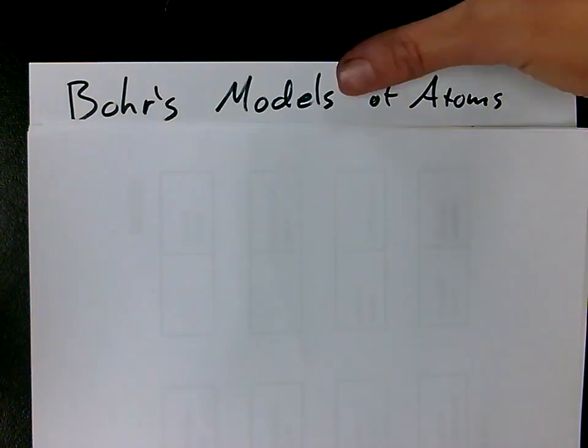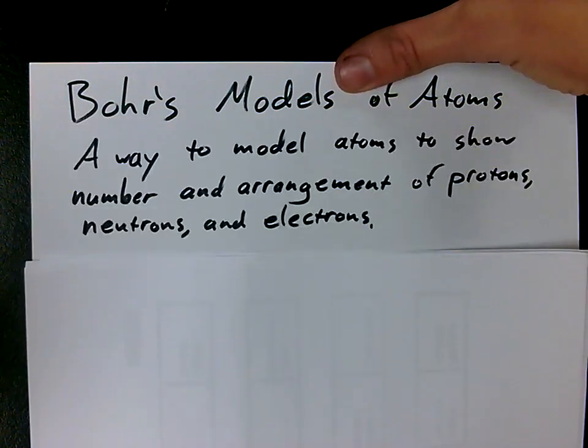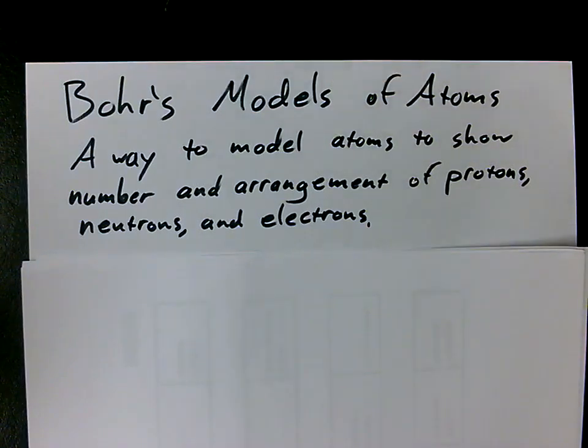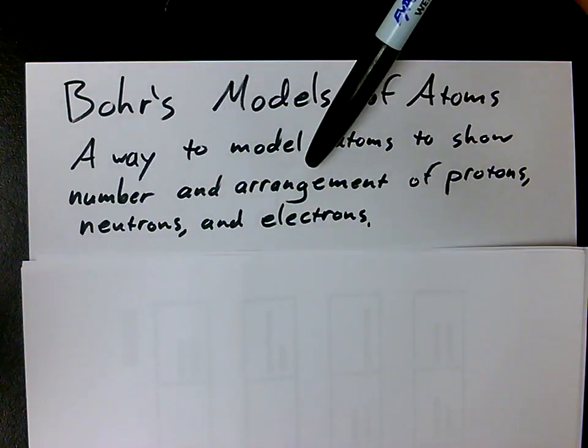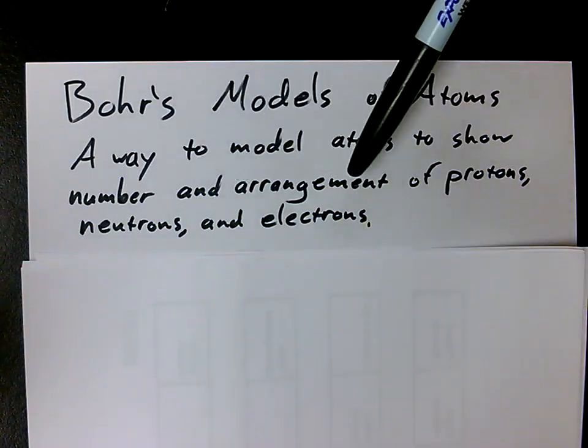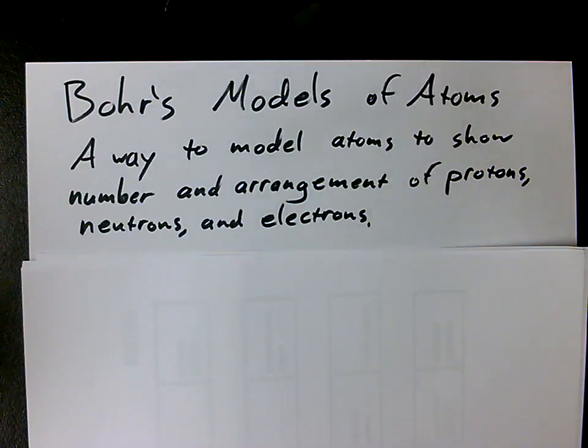Okay, so first thing, Bohr's models of atoms. I'm just going to slide this down. So Bohr's model is not a vocab term right now, but probably next time I update your vocab list, Bohr's model will be on there. And this is going to be a really good definition for Bohr's model. So it's a way to model atoms to show number and arrangement of protons, neutrons, and electrons. And that needs to go in your notes as well. Everything here is going in your notebook.